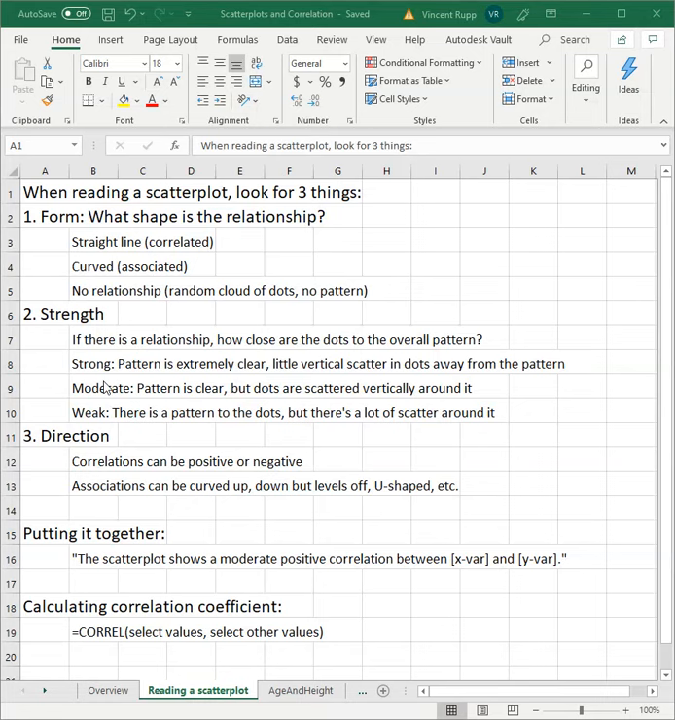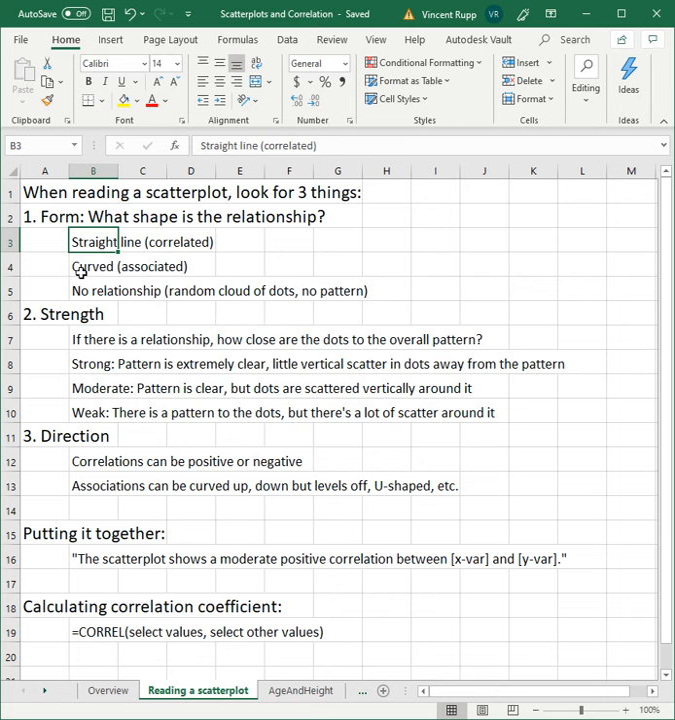Let's look at some examples of different scatter plots and calculating the correlation coefficient. When you're reading a scatter plot, you want to look for three things. The first is the form. What shape is the relationship or the pattern you're seeing in the dots? If it's a straight line relationship, or pretty close, you can say that the variables are correlated.